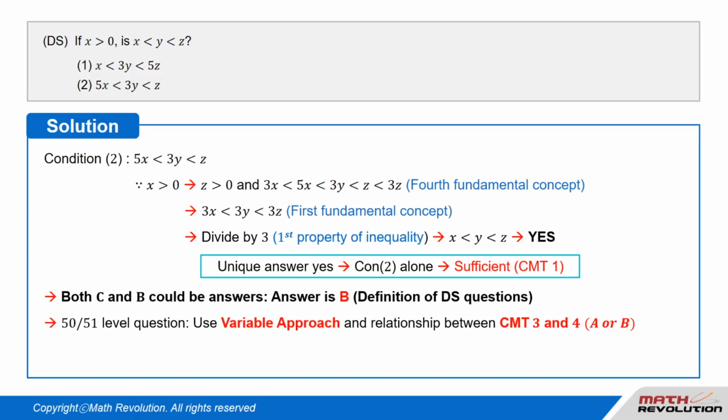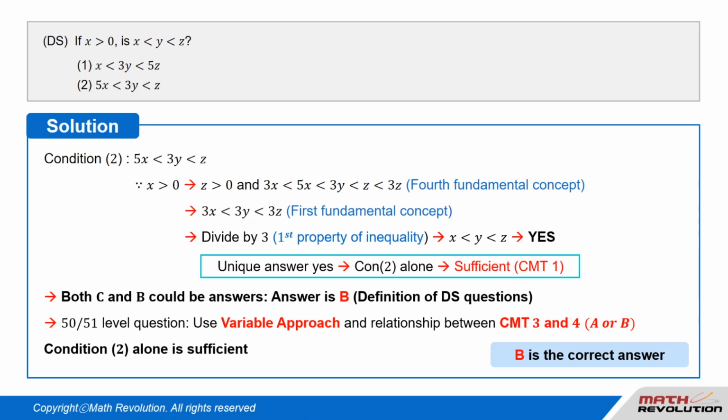If the question has both C and B as its answer, then B is an answer rather than C by the definition of DS questions. Also, this question is a 50/51 level question and can be solved by using the variable approach and the relationship between common mistake type 3 and 4, A or B. Condition 2 alone is sufficient. Thus, B is the correct answer. Answer B.